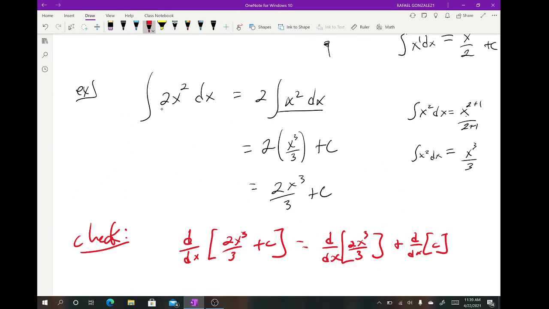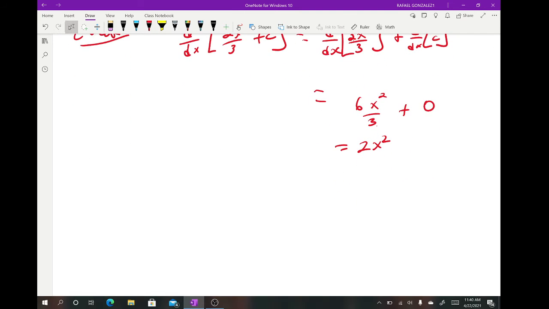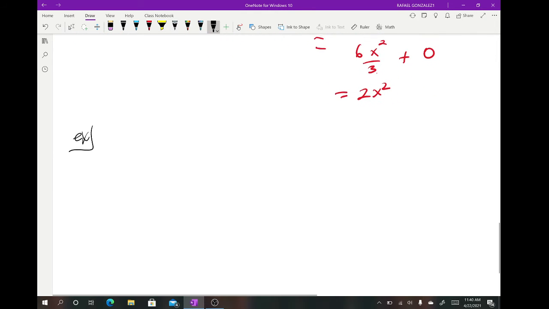But notice that that's exactly what we began with, 2x squared. That's the integrand we had. So our solution is correct. We found the antiderivative for 2x squared. So every time you want to check that your solution is correct, you simply take the derivative, and you should be getting back whatever is in the integrand. Okay. Let me do one more example. I mean, this whole section is going to be examples now.